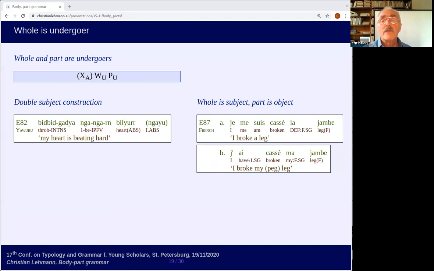If, despite the absence of an actor, the verb is transitive, then W may be coded as subject and P as direct object. However, W is not the actor, but the undergoer of the situation. Example 87 shows that both the indirectus and the adnominal possessor construction are possible with what appears to be the same body part. So French can say, je me suis cassé la jambe, with an indirectus, or j'ai cassé ma jambe, with a possessive attribute.